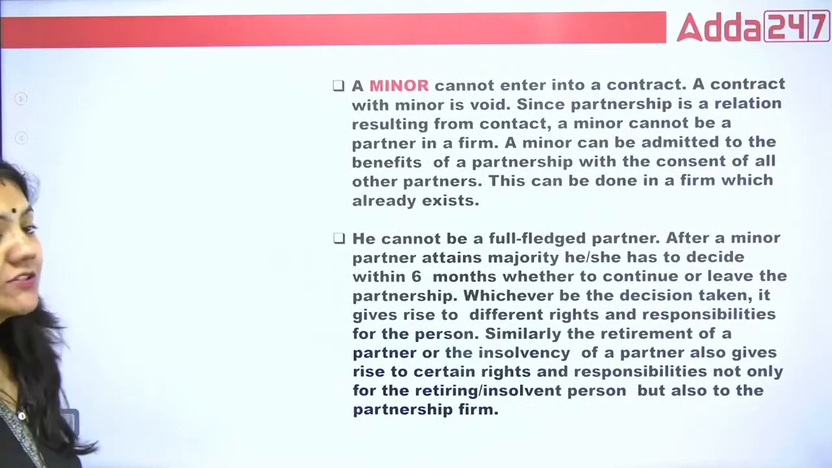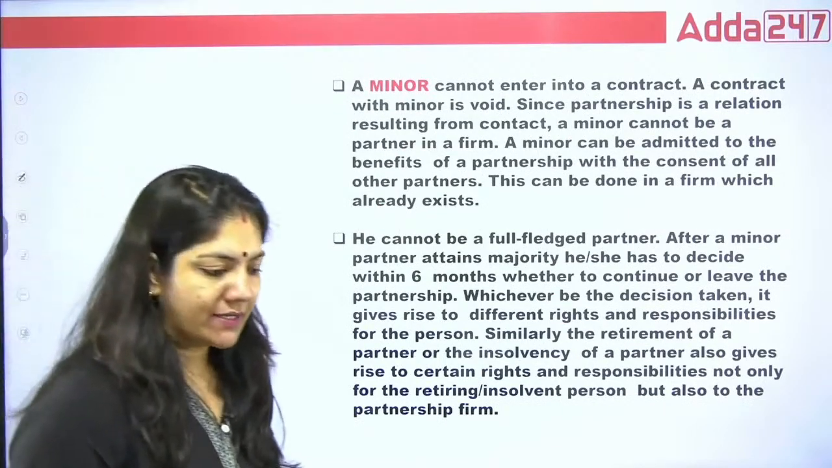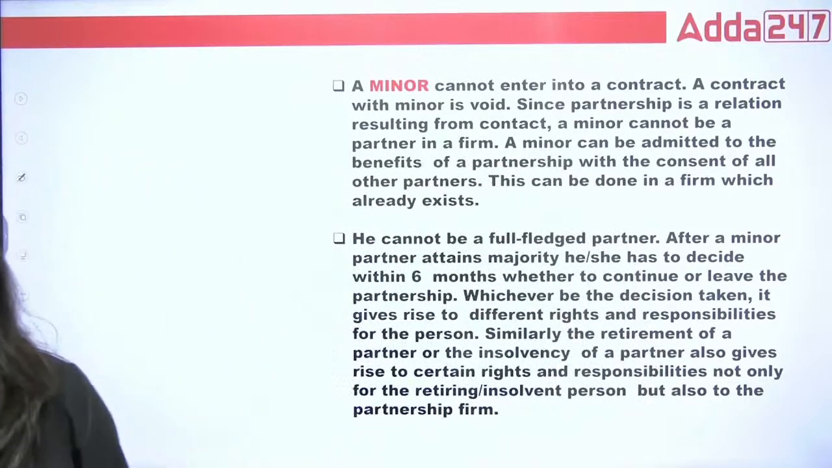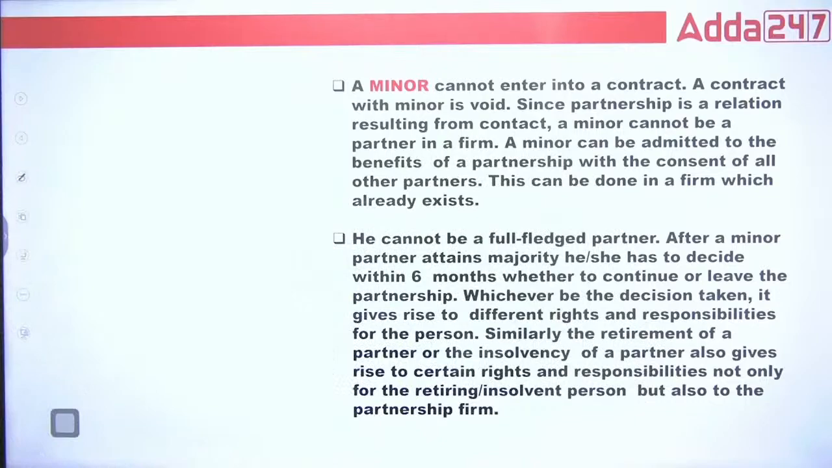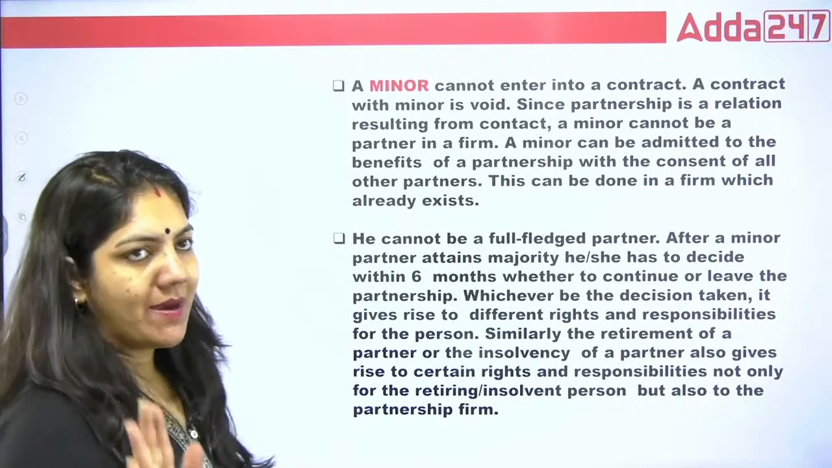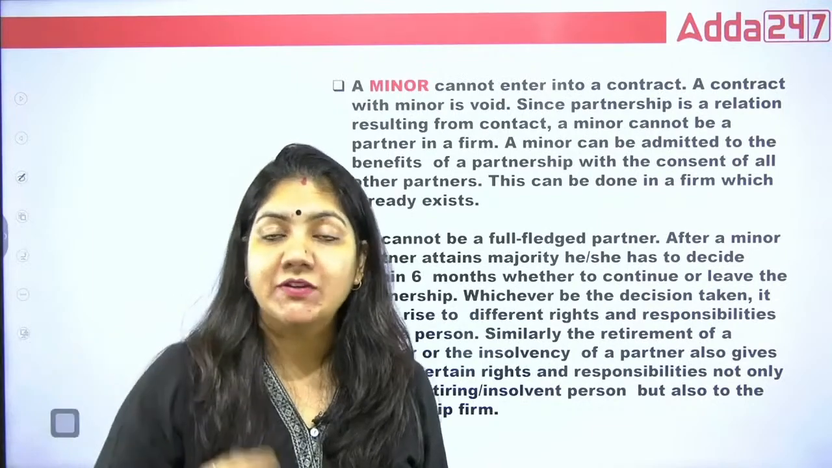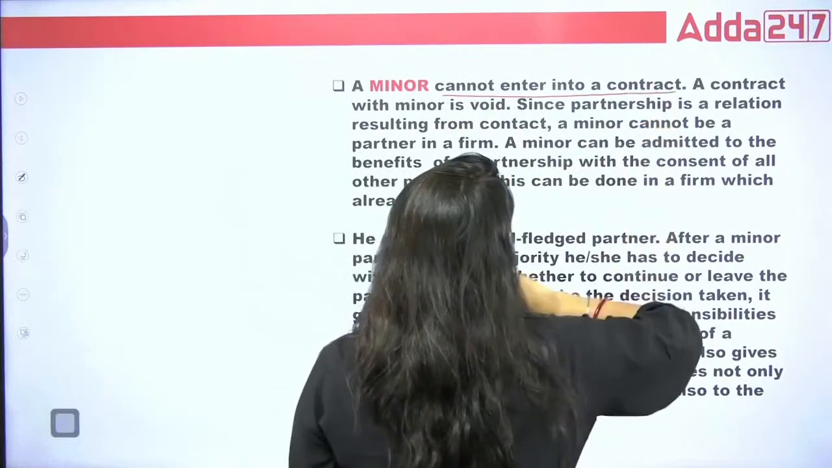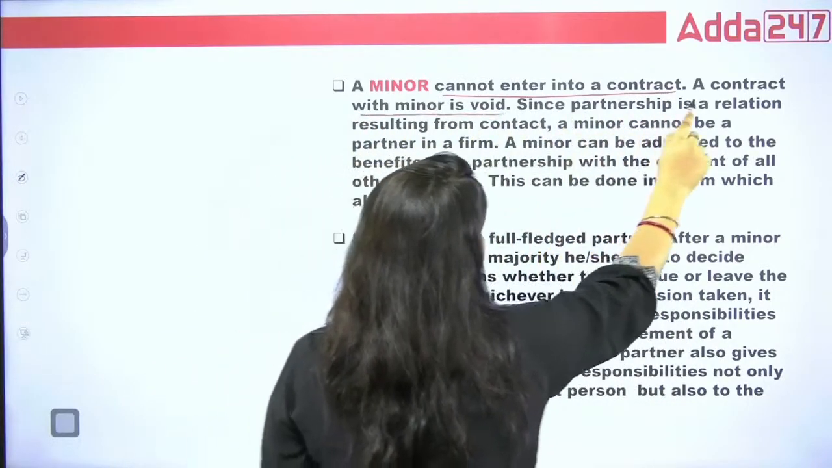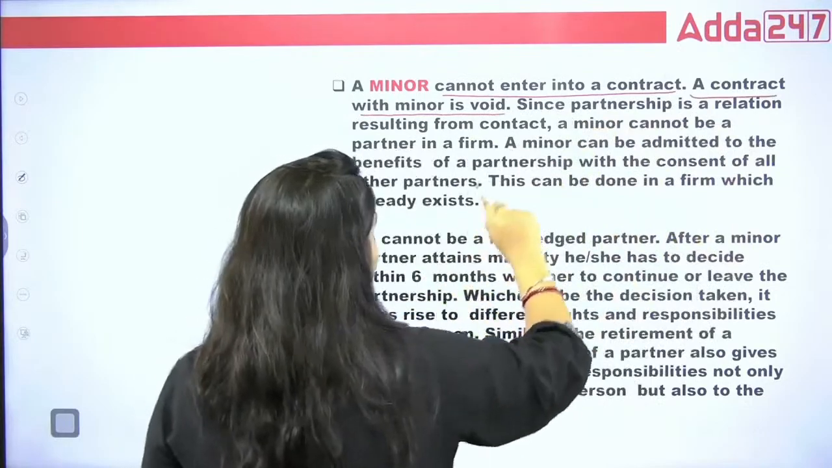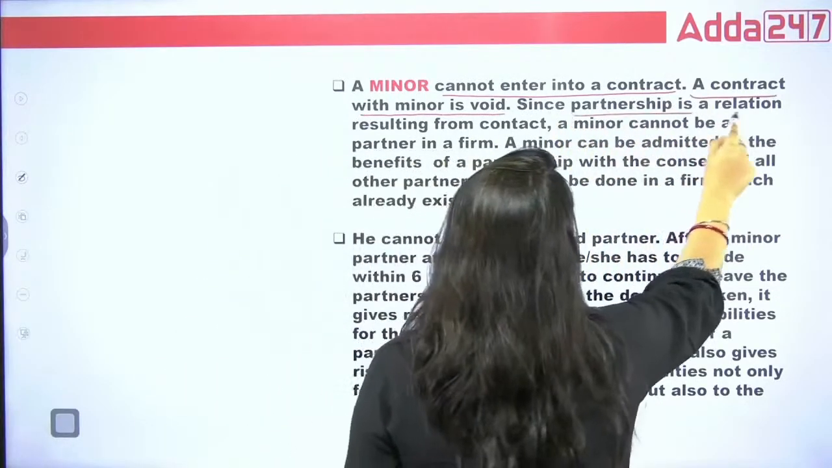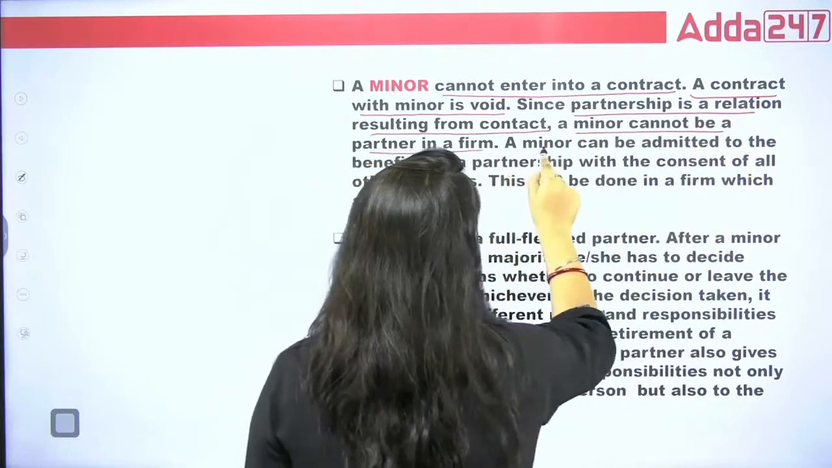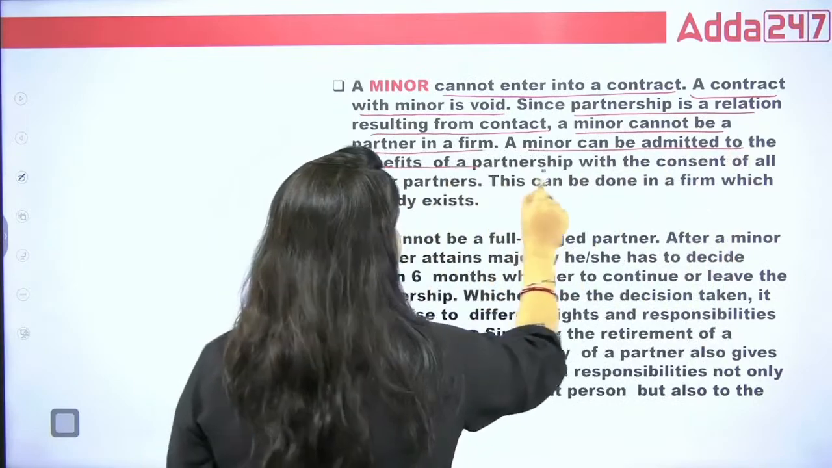Now, if we talk about the minor, we know that a minor cannot enter into a contract, right? A minor cannot enter into a contract, but class, the minor can become a partner and he can take only the benefit from the partnership firm. That's it. So a minor cannot enter into a contract. A contract with a minor is void. Since partnership is the relation resulting from contract, a minor cannot be a partner in the firm. A minor can be admitted to the benefit of the partnership firm.